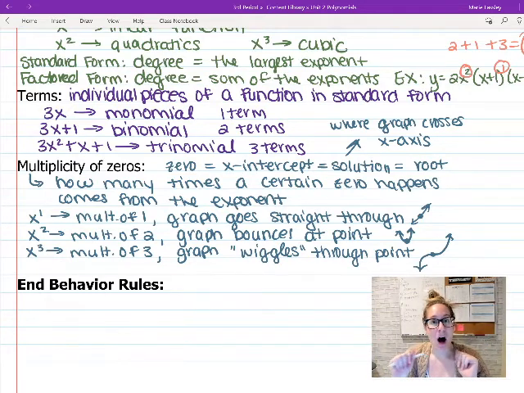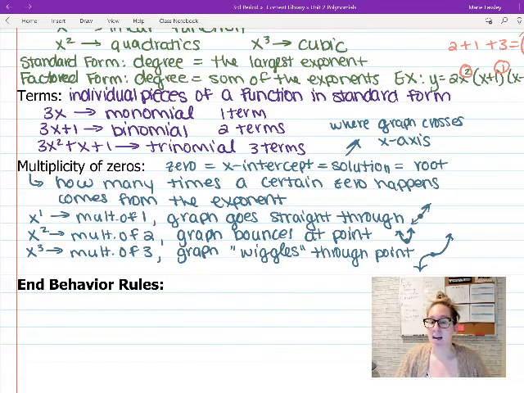Same thing with odd numbers, 3 and greater. So multiplicity of like 3, 5, 7, 9. That's still going to do the wiggle. It's just going to look kind of fatter. It's going to look like it flattens out before it goes back up again. We're not going to deal with ones that have multiplicity higher than 3, but just know that that's what happens with them when they do get larger.